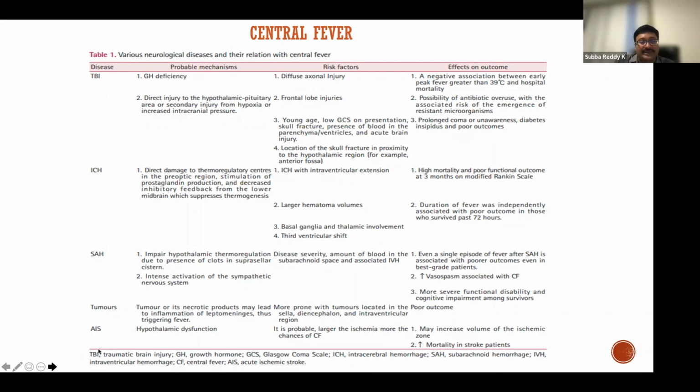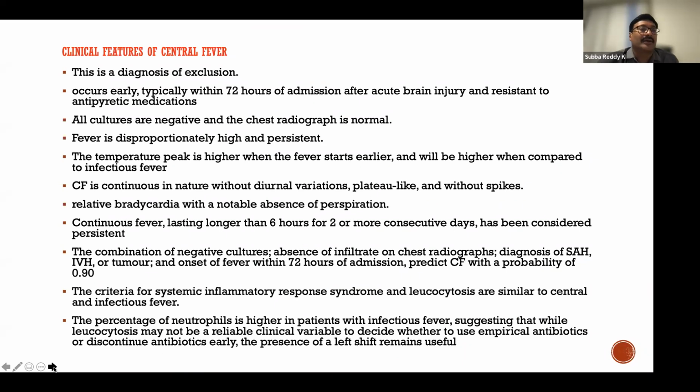Again, in all patients, even acute ischemic stroke, because of hypothalamic dysfunction, they can have central fever. But it depends on the ischemia: if the infarct is bigger, it can cause central fever, and mortality also increases whenever there is fever in acute ischemic stroke. So central fever is always a diagnosis of exclusion.